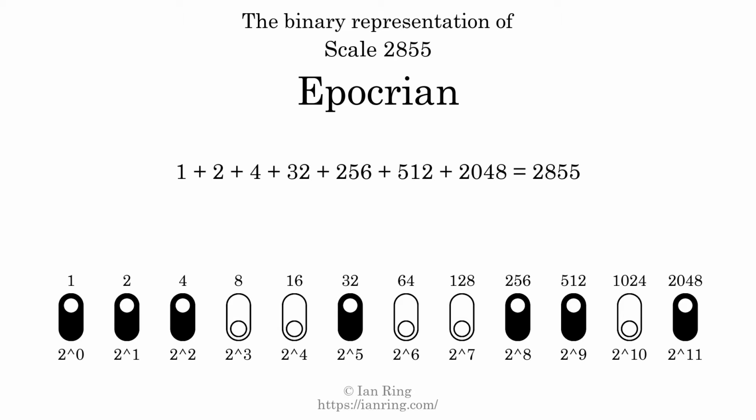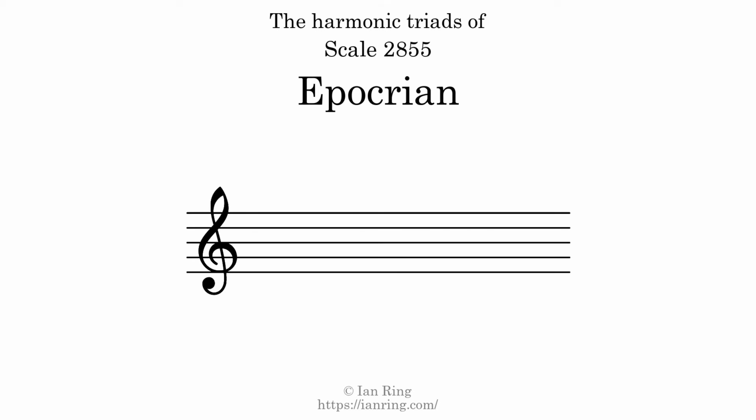2855. That is why the scale number, in decimal, is 2855. The scale number not only enumerates the scale with a unique index, but it also literally describes the tonal content of the scale. Represented as a binary number in base 2, the scale number is 101100100111. Here are the harmonic triads present in this scale.